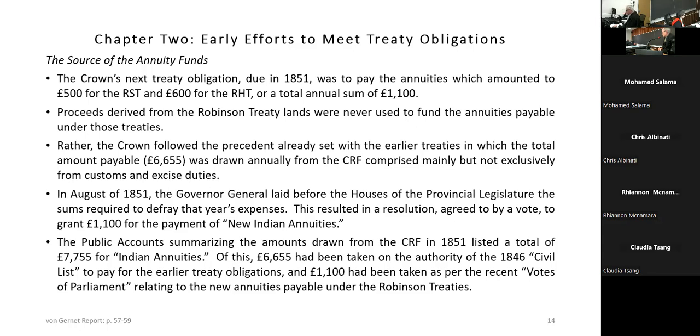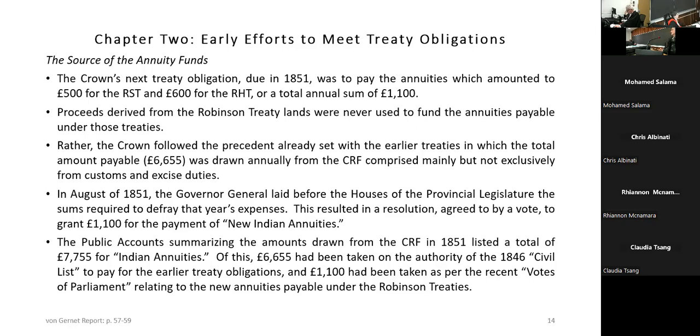was always drawn from the Consolidated Revenue Fund, but there was a statute in place, the civil list, which specified that had to happen. Whereas in the Robinson case, this was a new addition to that, which had not been stipulated in the 1846 statute. So it required a vote every year to add that amount. But otherwise, there was no distinction. No. In fact, ultimately, they were handled the same way.